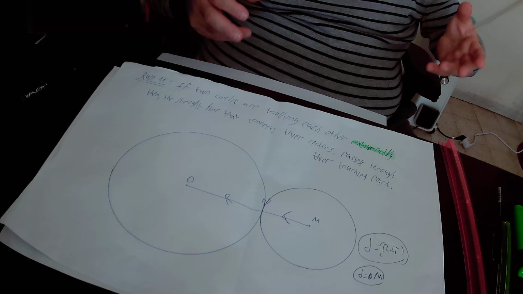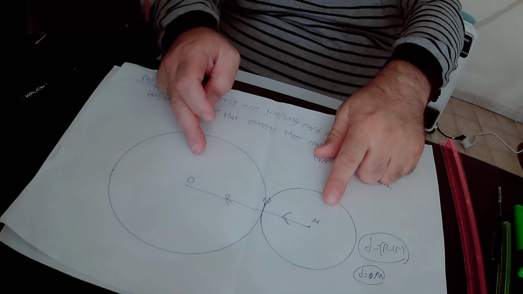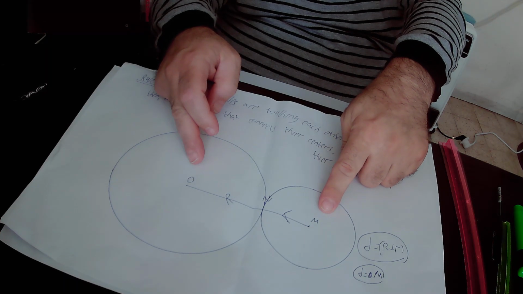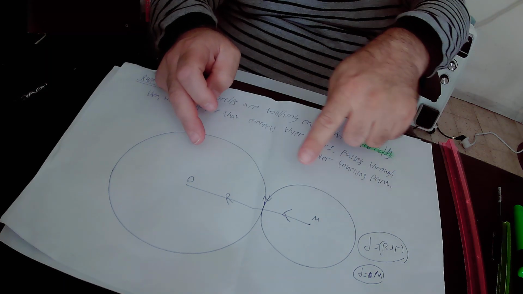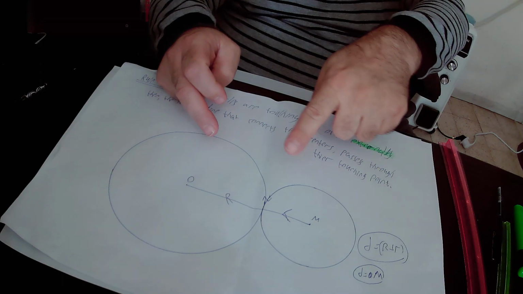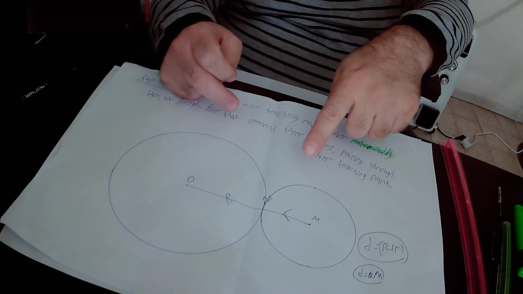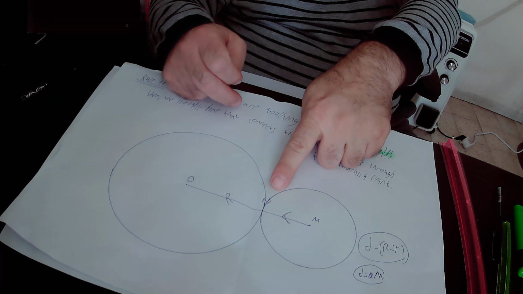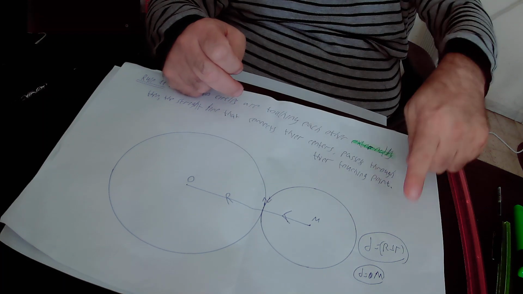So the straight line that connects their centers together is OM. Why? Because O is the center of the big circle, M is the center of the small circle. Therefore, OM is the straight line that connects their centers together. This straight line OM must pass through their touching point, that is to say, to point N. O and M is one straight line.